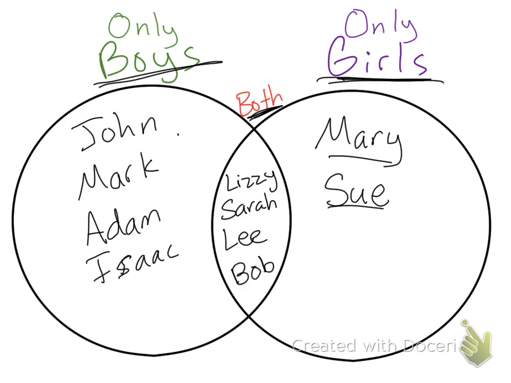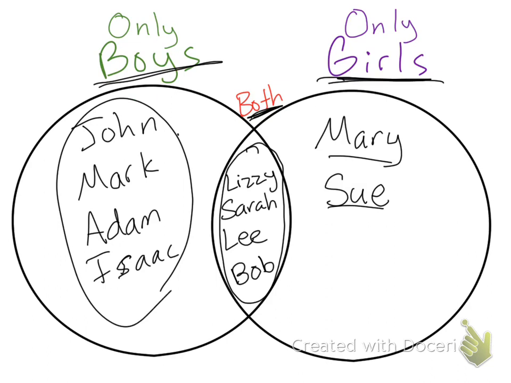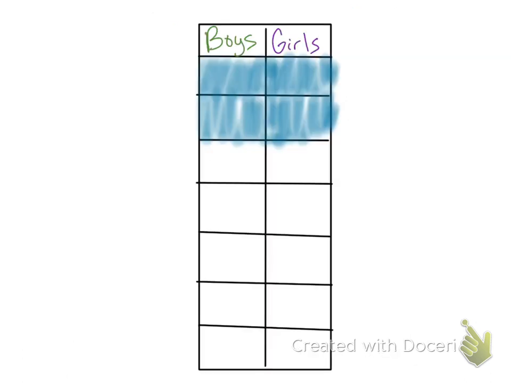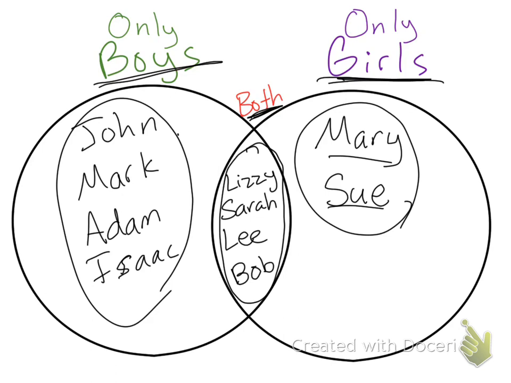Okay, so we can see from this Venn diagram that 4 of our students have both boys and girls, 4 students only have boys in their family, and 2 students only have girls. So in this case, a Venn diagram helps us see the families with only boys, only girls, or both, where a bar graph couldn't show us that. Okay, and that's it for today's lesson.